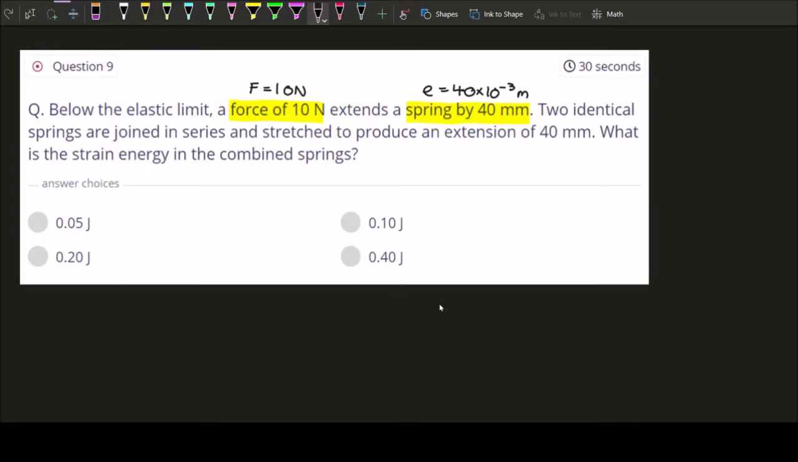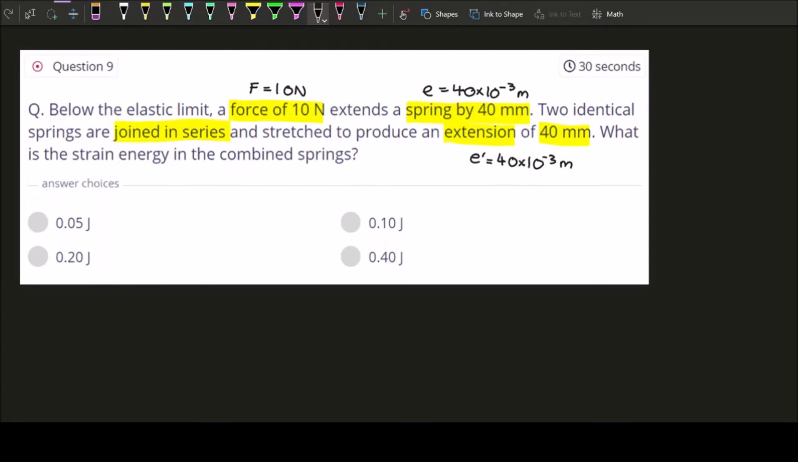Okay, two identical springs are joined in series and stretched to produce an extension of 40 millimeter. So you know that now you have a spring which is joined in series. So it's connected together, then now they produce an extension of 40 millimeter. Oh, okay, now they provide two extensions. Let's just call this the new extension maybe. That will clear things out a bit, make things neater. It's also 40 mm.